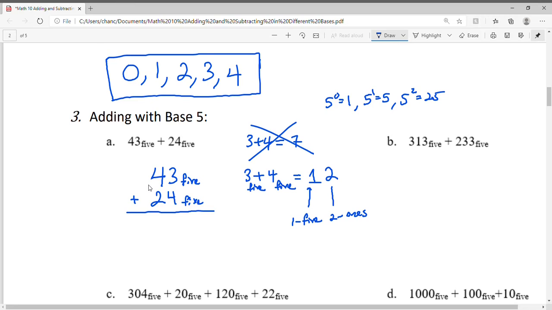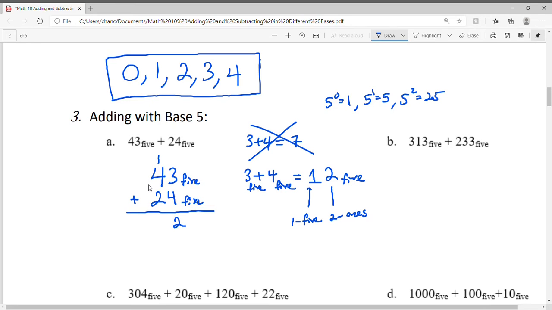So what is 3 plus 4? Well, that's going to give me 2, and I have to carry that 1. Now this 1 represents a 5, so I'm actually carrying the 5 over and having a remainder of 2. Remember, 3 plus 4 is 12 base 5, because this is a 5 plus 2, which equals 7 in base 10. So 3 plus 4 is 1 five with a remainder of 2.